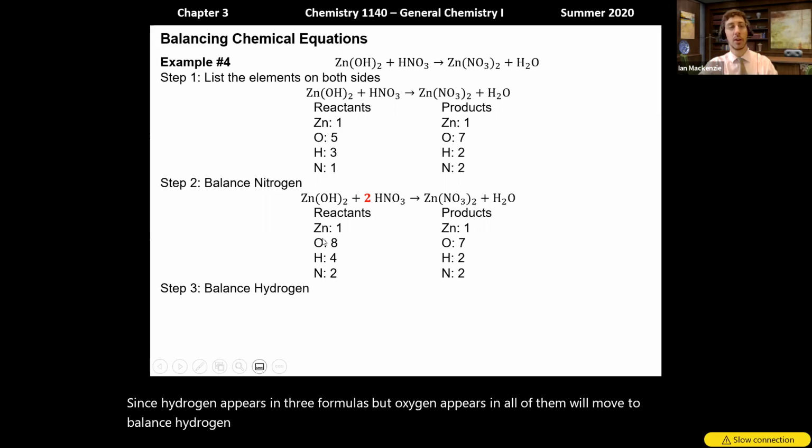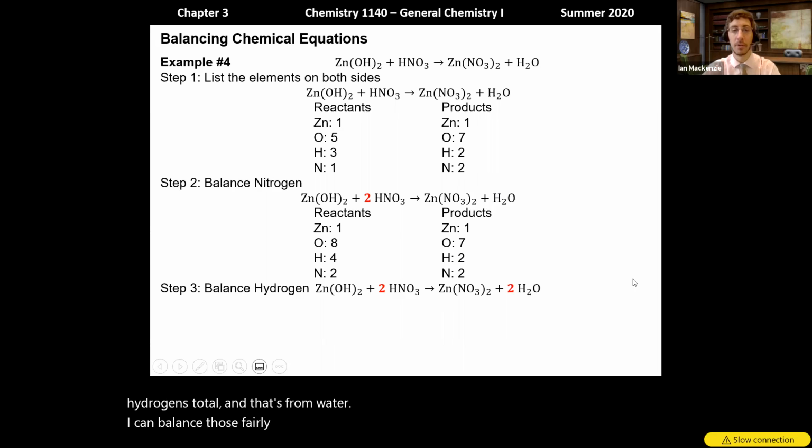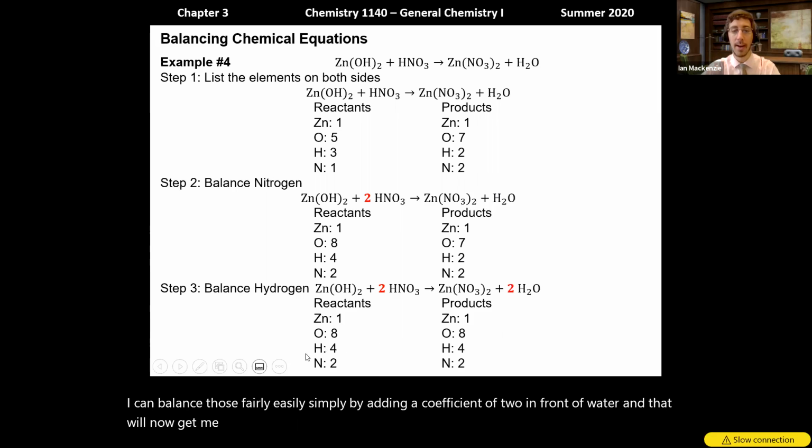And if I look here, I'll notice that I have 2 hydrogens from the zinc hydroxide, 2 hydrogens from the nitric acid, whereas on the right side, I only have 2 hydrogens total, and that's from water. I can balance those fairly easily simply by adding a coefficient of 2 in front of water. And that will now get me a case where my hydrogens are now balanced at 4. In the process of doing this, I will notice that my oxygens also became balanced.